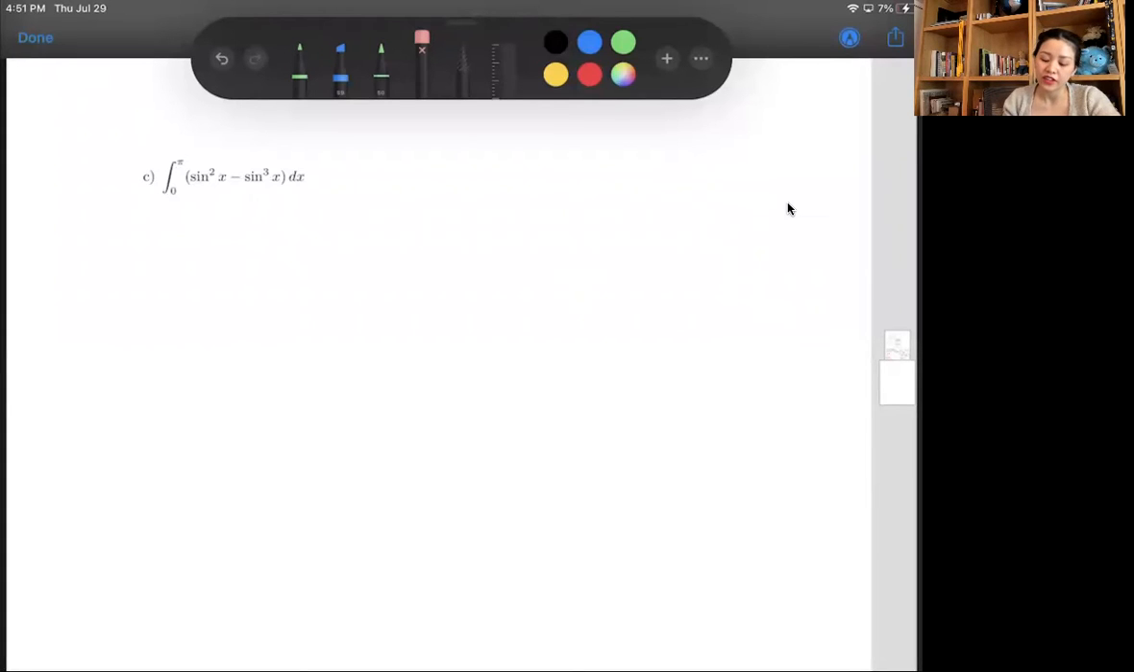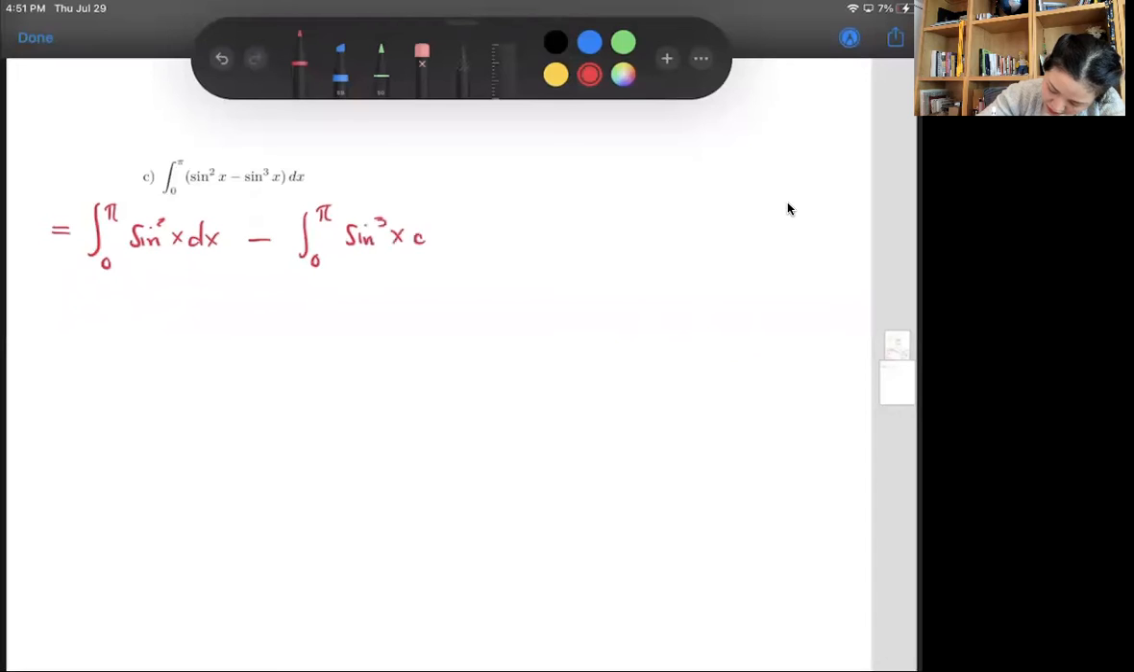For the last example, we have the integral from 0 to pi of sine squared x minus sine cubed x dx. For this integral, the first thing I'm going to do is split this integral into two parts. So this becomes the integral from 0 to pi of sine squared x dx minus the integral from 0 to pi of sine cubed x dx.